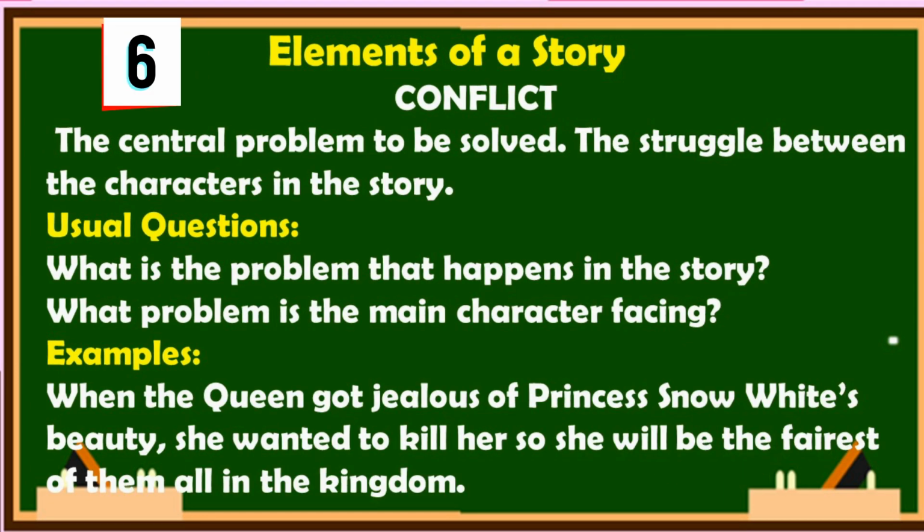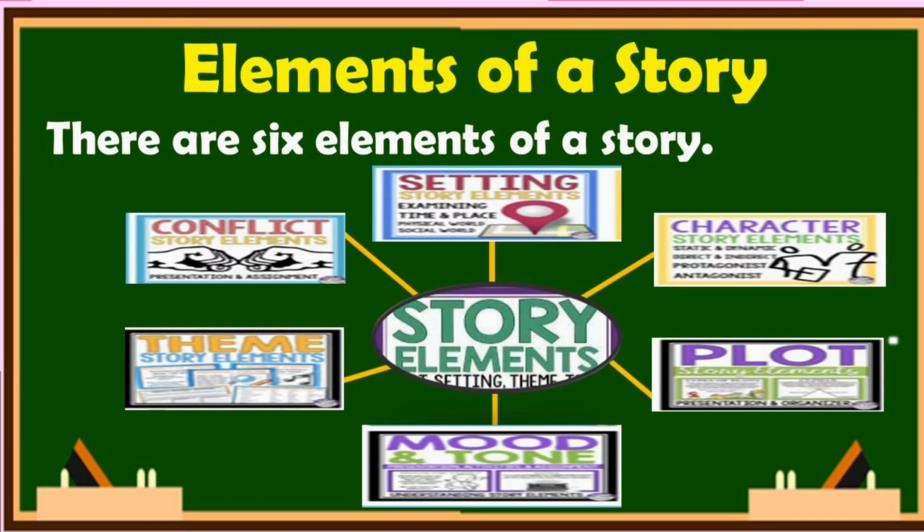The sixth element of a story is conflict. Conflict is the central problem to be solved, the struggle between the characters in the story. What are the usual questions for this? We have, what is the problem that happens in the story? And what problem is the main character facing? Example, in the story of Snow White, the queen got jealous of Princess Snow White's beauty and wanted to kill her, so that she will be the fairest of them all in the kingdom. Again, these are the six elements of the story. We have setting, characters, plot, mood, theme, and conflict.